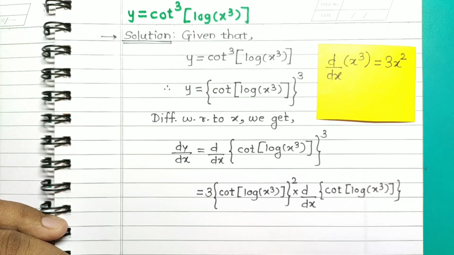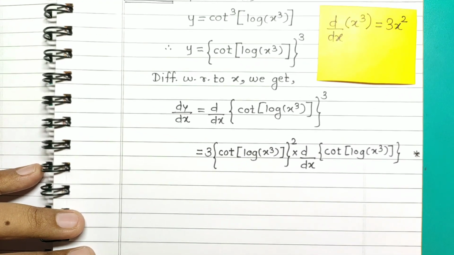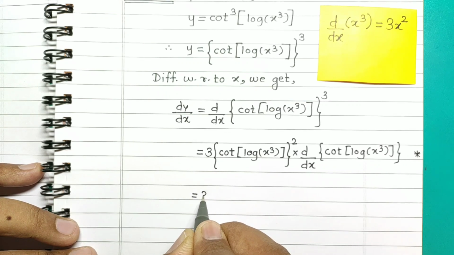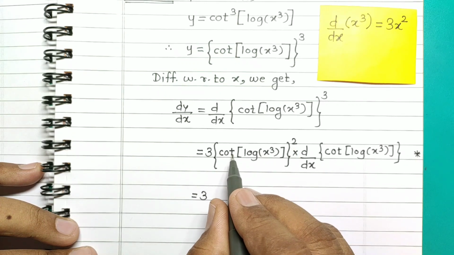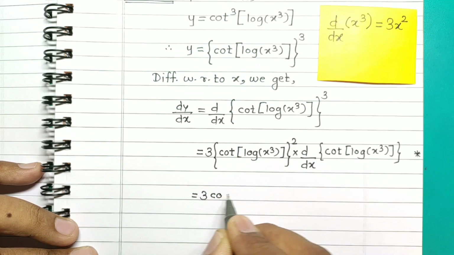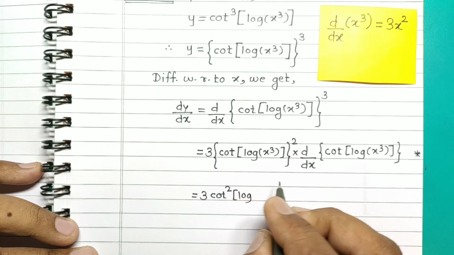Okay, so you note this step properly. We have used chain rule here. Now we have to write down this first term as it is. Let's write this bracket square as cot square. So 3 into cot square of log of x cube.